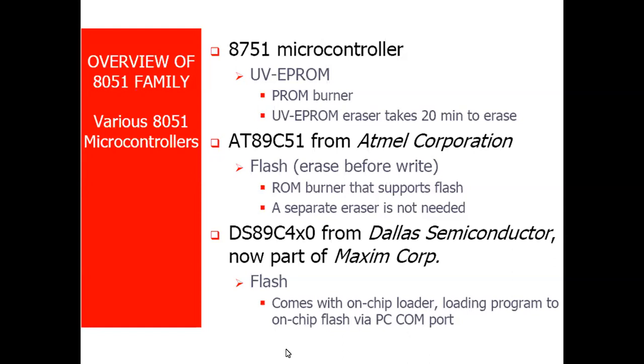The UV EEPROM version of the 8051 is the 8751. As you can see on your screen, the 8751 microcontroller is based upon the UV EEPROM. And flash ROM is used in the AT89C51. AT stands for Atmel Corporation, which is the company name.